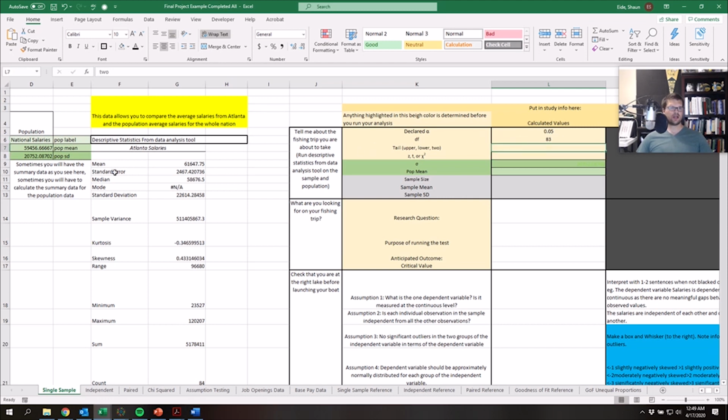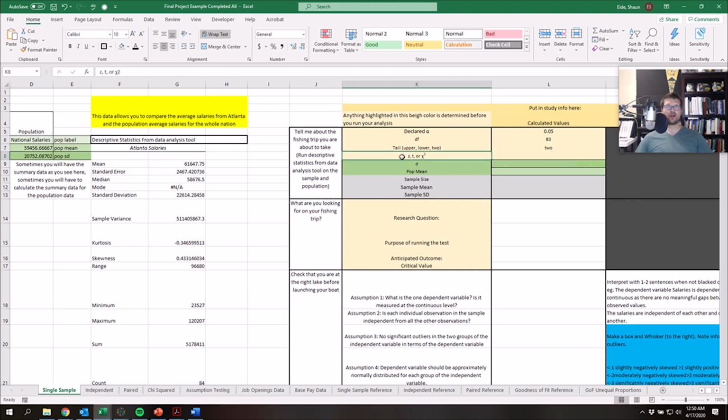So, tail. The next question that I have is, is this an upper tail, a lower tail, or is this a two-tail? Is there a reason why I think that Atlanta salaries are going to be higher or lower than the national salaries? Or are they just going to be different? And the truth is I have no clue. So if I have no clue if it's going to be higher or lower, I'm just going to say, you know what, I think it's just going to be different. So I'm going to say it's going to be a two-tailed test.